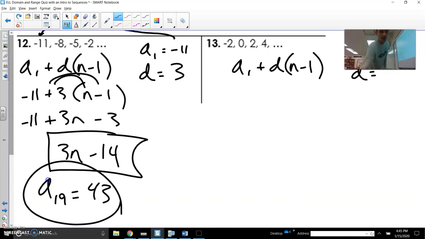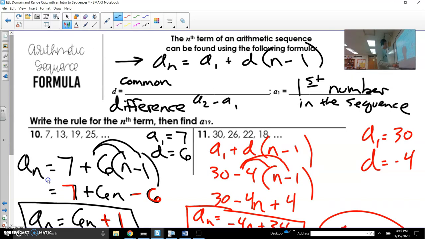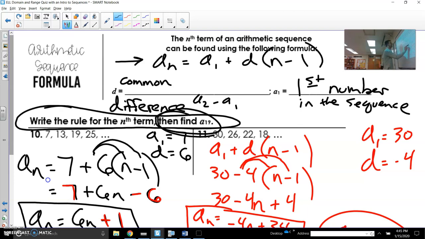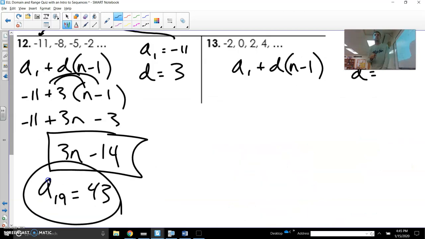And that's just in the directions here on the other side. It says, write the rule for the nth term, then find a sub 19. That means you want the 19th term in the sequence. So let's try another one.